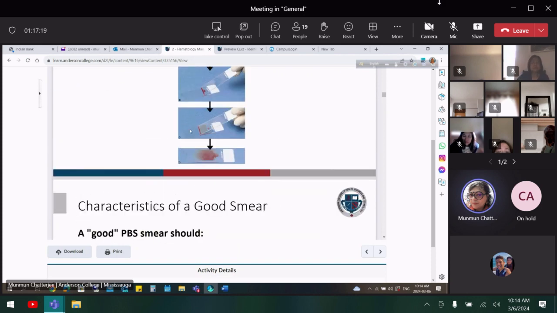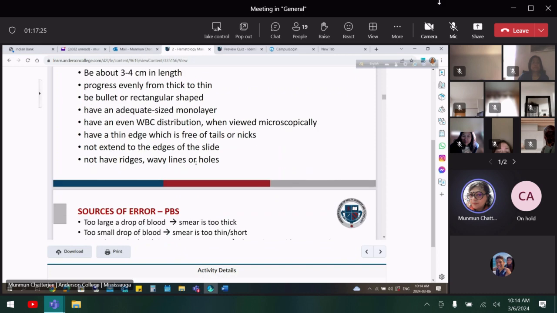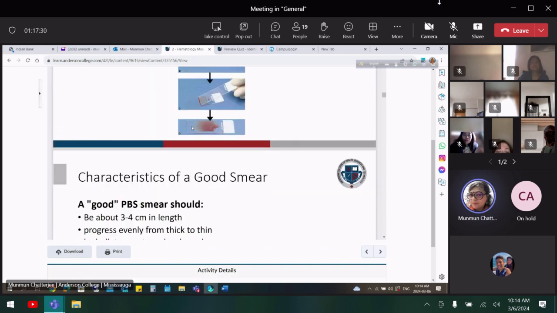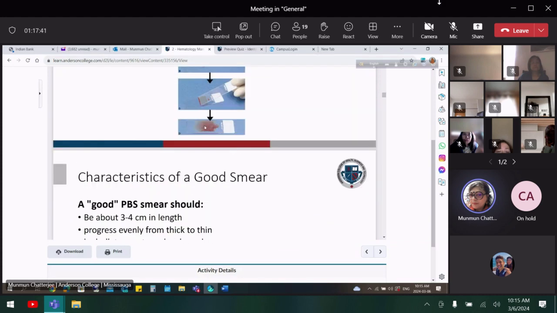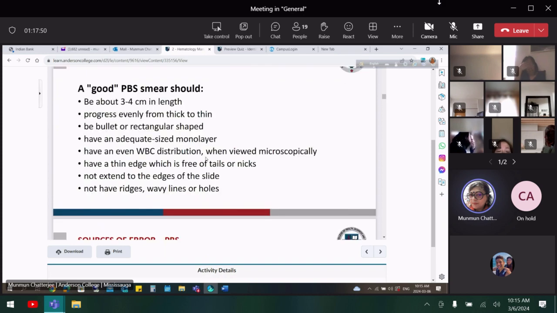So this is called the free edge. There should not be any streaks or anything. It should be smooth. Not extended to the edges of the slide. It should not go out. It should be complete inside the slide. Not have ridges, wavy lines or holes. That's what I told you. When you are going to do it, you will see. If you don't clean the slide, you will see lots of wavy things, lots of holes, air bubbles. So you have to practice.